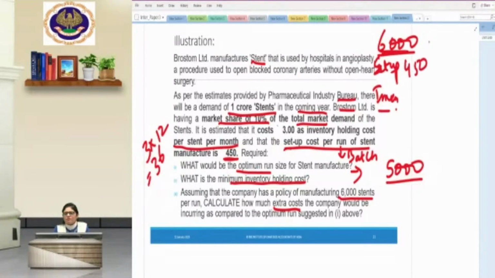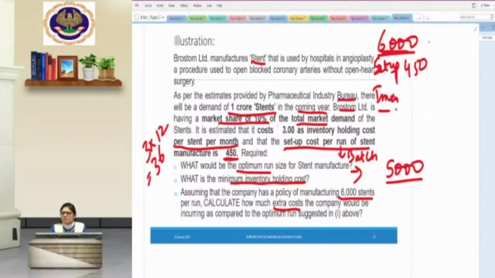450 for one batch. How many batches will you require if you produce 6,000 stents in one lot? You have to produce 10 lakh. Clear? So 10 lakhs divided by 6,000, you need 166 batches. This is multiplied by 450.